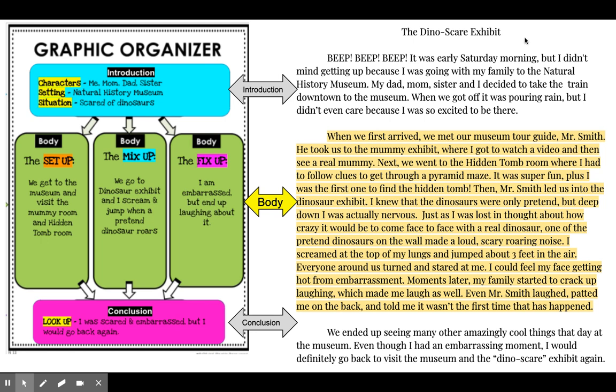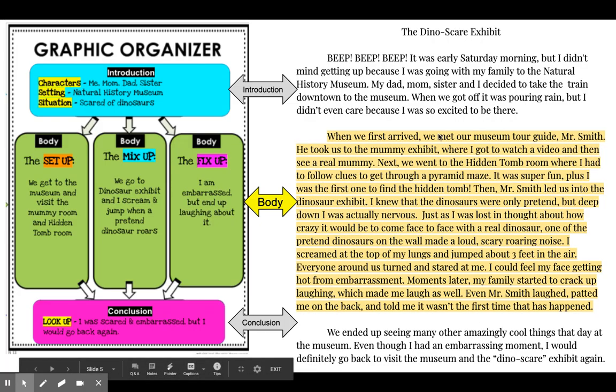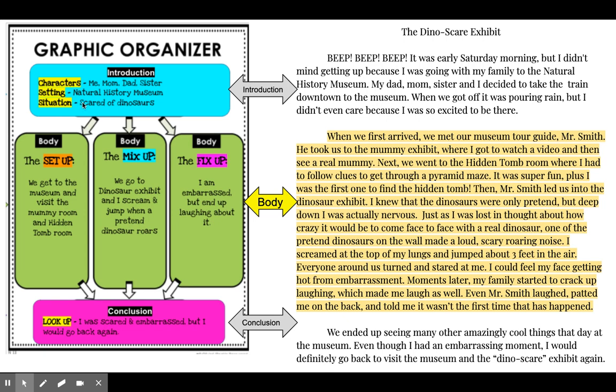So this is a story that we've already shared, and this was the Dino Scare exhibit. And this is a 3-paragraph essay that one of my friends wrote for me. And it talks about this experience that this kid had going to a museum and being scared when one of the fake dinosaurs roared at him. And so I'm not going to read the whole thing, but I wanted to remind us that before my friend went in and wrote this whole essay, they created a graphic organizer to kind of jot all the ideas down.